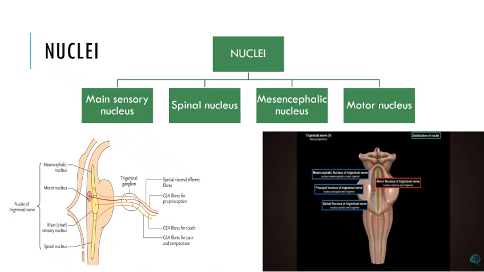As we can see here, this is the main sensory nucleus. Above it is the mesencephalic nucleus. Below it is the spinal nucleus. And just medial to it is the motor nucleus.